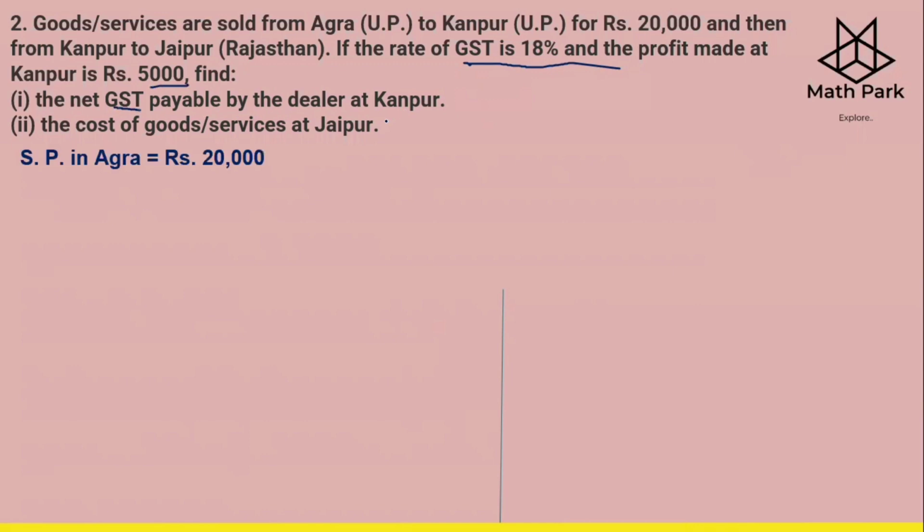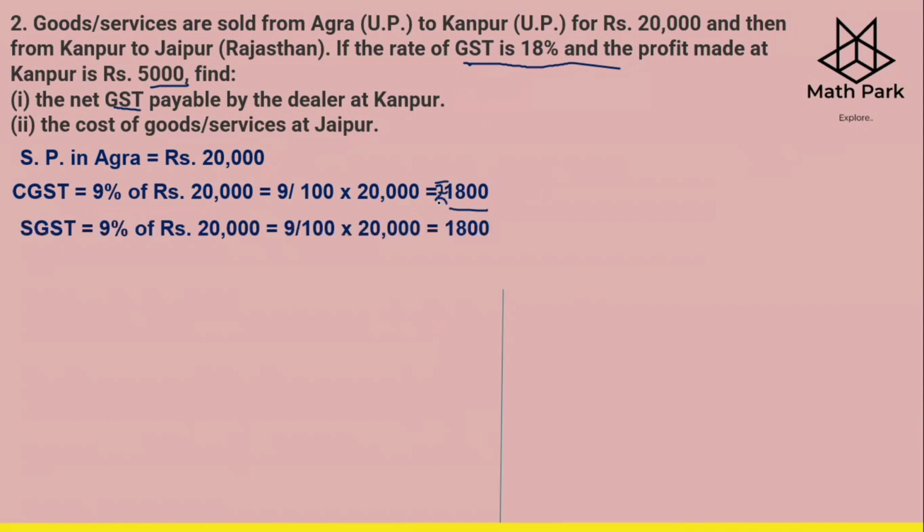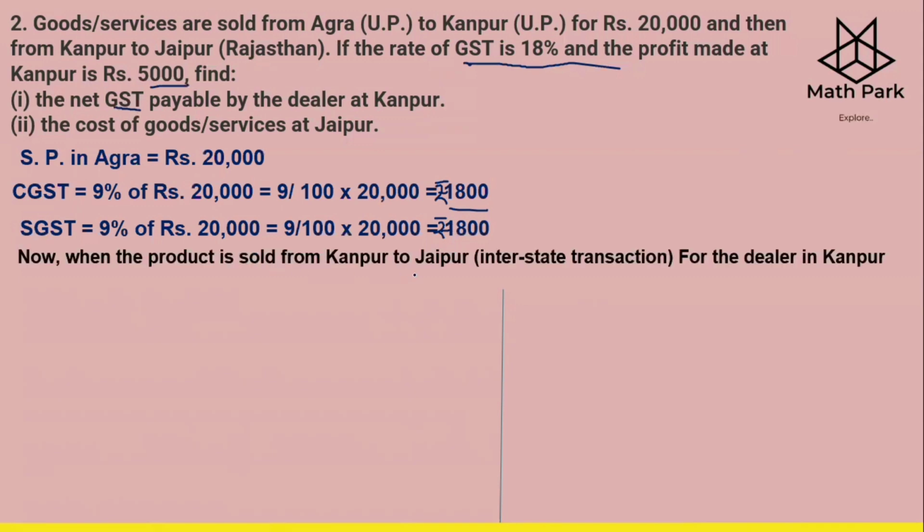Here input tax and output tax come into the picture. So the selling price at Agra is rupees 20,000. The CGST is 9% of 20,000, which is 9 by 100 times 20,000, which we get as rupees 1,800. And SGST is also rupees 1,800. Now when the product is sold from Kanpur to Jaipur, that is an interstate transaction, for the dealer in Kanpur the input tax credit will be the CGST plus SGST, which is rupees 1,800 plus 1,800, that is 3,600, the input tax credit, ITC.